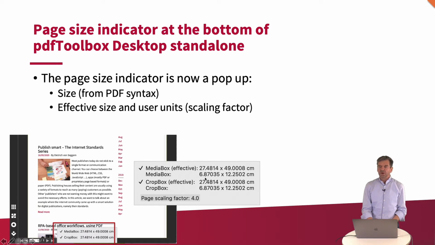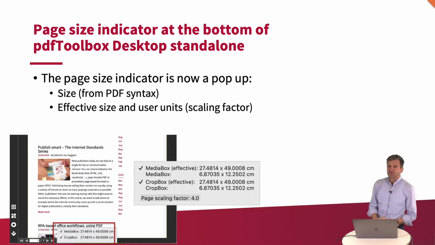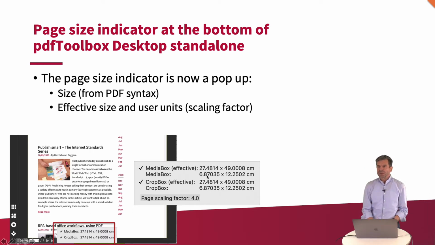And in a PDF file with user units, with effectively the same size, you can see here the effective values are the same, but there is a scaling factor. We're still calling it scaling factor, but that is the same as user units. We give you the information: the nominal MediaBox, the nominal crop box has these values, and the effective one, where the scaling factor is taken into account, has 4 times as high values.